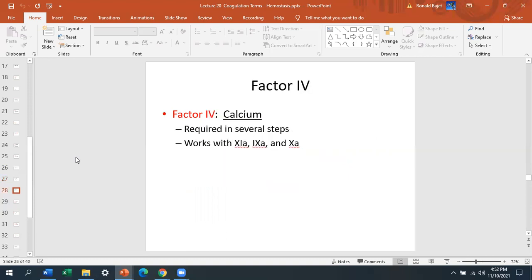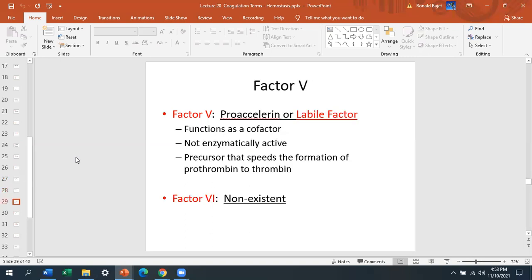Factor 4 is calcium. I talked about the importance of calcium in the coagulation cascade. You take it out, you won't form a clot, right? You get whole blood. So it's required in several steps. That's why it's a good reagent to take out, because you remove calcium, you definitely will not form a clot. And calcium works with 11A, 9A, and 10A. Calcium is factor 4.